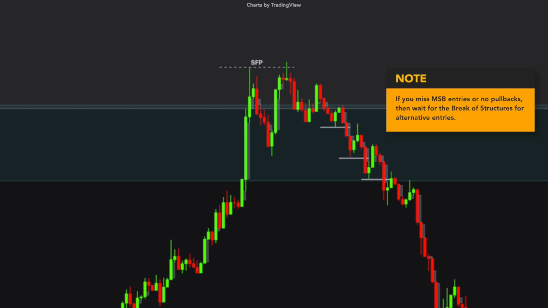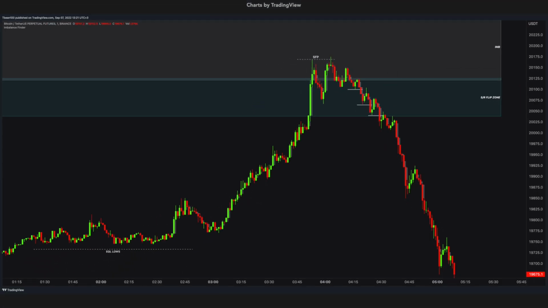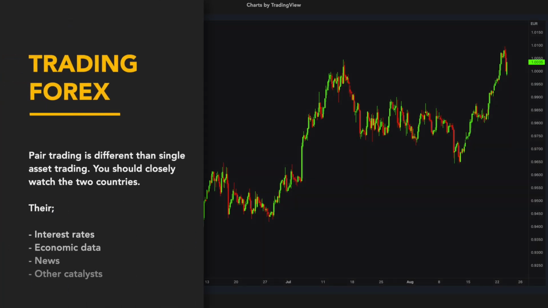If you miss the MSB, I look for early break-off structures because MSB happens once. However, BOSS happens multiple times after MSB. It gives you many entry opportunities. Let's check out the USD-Euro pair.